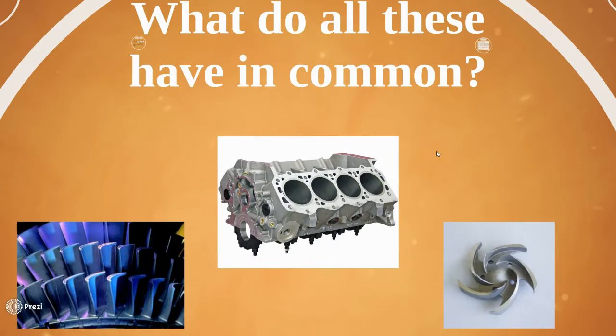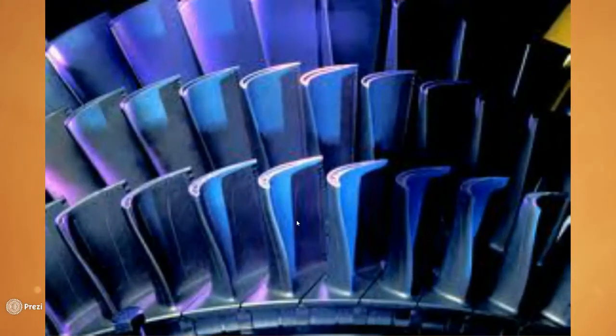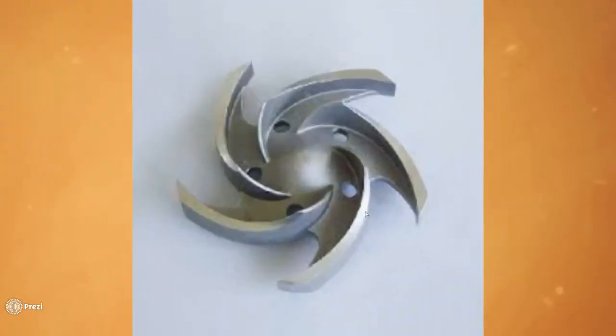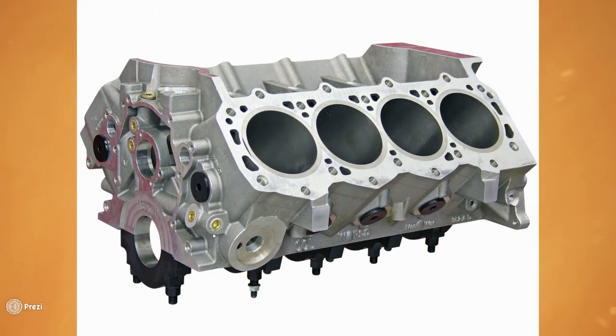First thing I want you to do is to think about what all these things have in common. So what do we have? We have some turbine blades that you can find maybe in a gas combustion turbine or a steam turbine in a power plant. We have an impeller, which is the rotating component you find in a lot of common pumps in industrial facilities. And I know many of you will be able to recognize this. This is a solid engine block.